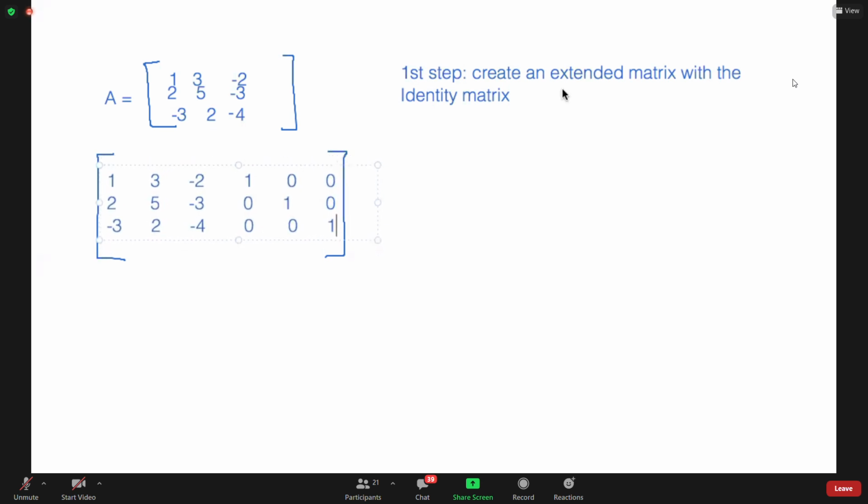This is what we call the extended matrix, which is extended with the identity matrix. It is literally my matrix A to the left, and to the right, inside the same rectangular shape, I have the corresponding 3 by 3 identity matrix: 1, 0, 0, 0, 1, 0, 0, 0, 1. And now I'll tell you the purpose of this creation. So the purpose is to invert the two matrices.